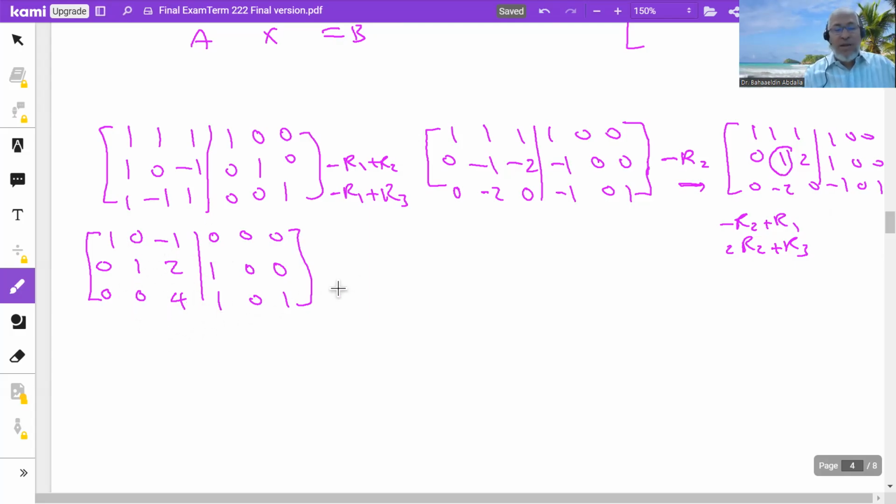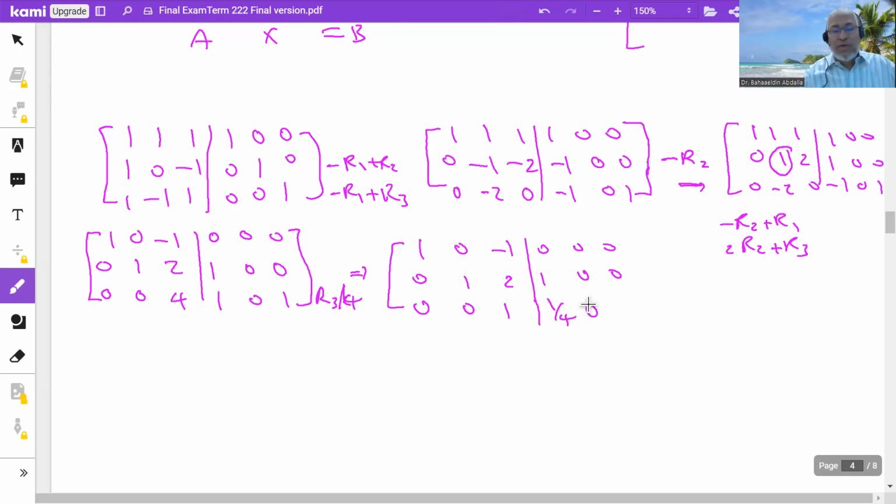Now, the last column, I need to divide row 3 by 4 because I need to get 1 here instead of 4. So I will have this matrix: 1, 0, -1, 0, 0, 0, 0, 1, 2, 1, 0, 0, 0, 0, 1, 1 over 4, 0, 1 over 4. Now, in my opinion, you can stop here and use the calculator to find A inverse. You can find A inverse using the calculator.